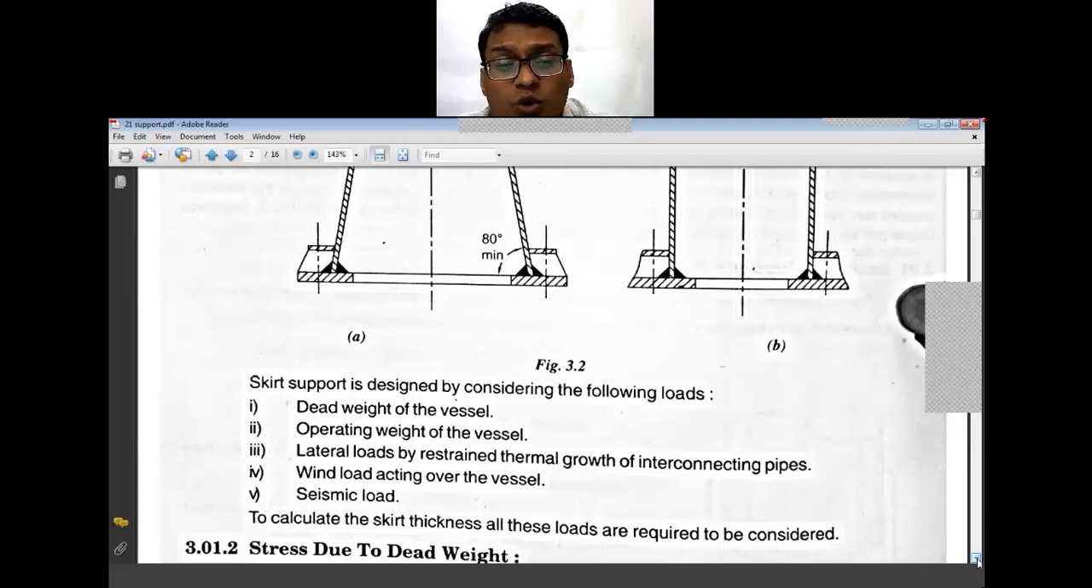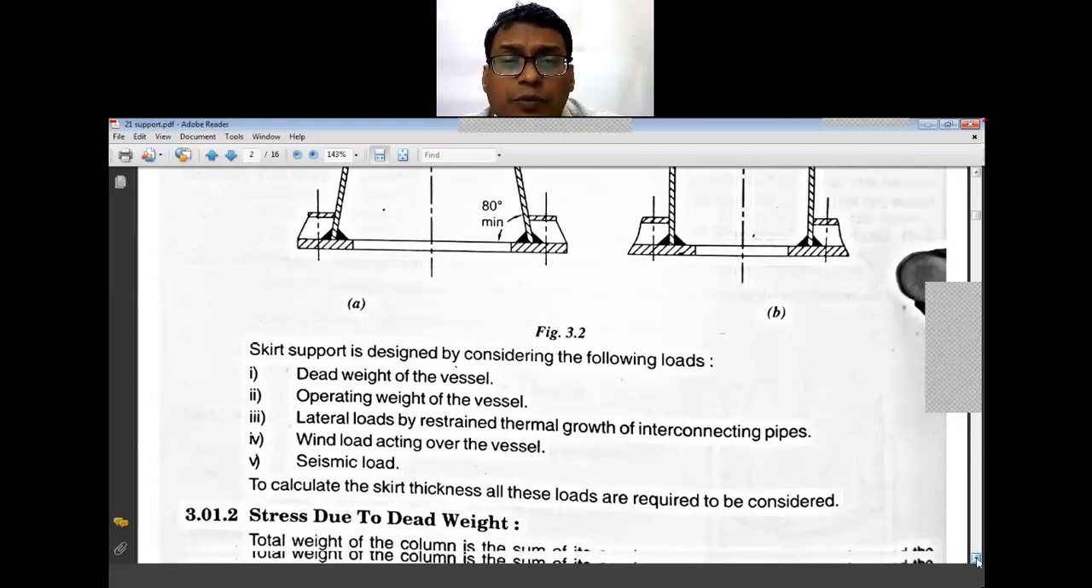Or if cyclones are frequent, then the wind load acting and causing damage to the plant has to be given more priority. Then the seismic load, that is because of the earthquake. So all these different types of loads have to be taken into account, and based on that the designing has to be done.